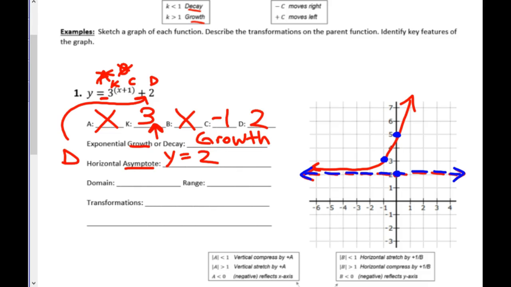What do we know about domain? Goes forever to the left, goes forever to the right. So what am I going to put? -infinity to +infinity.